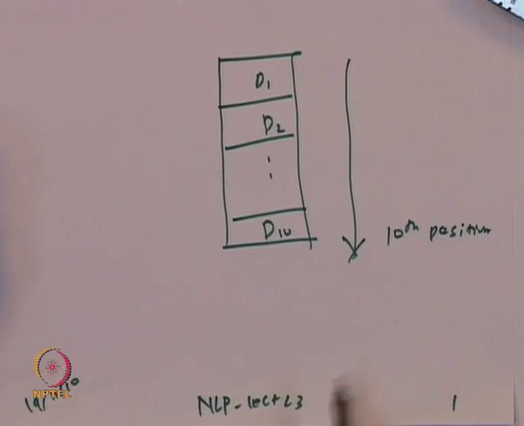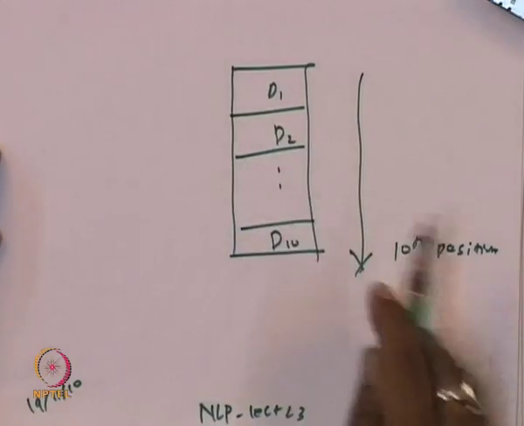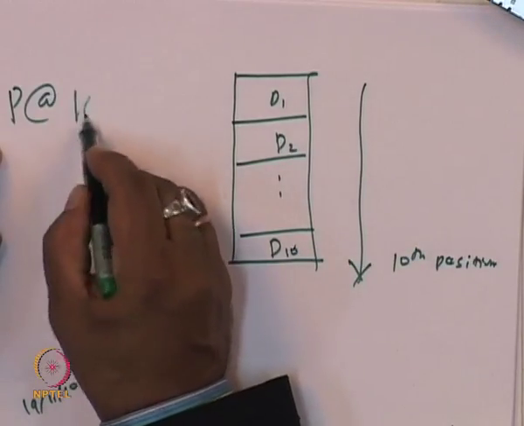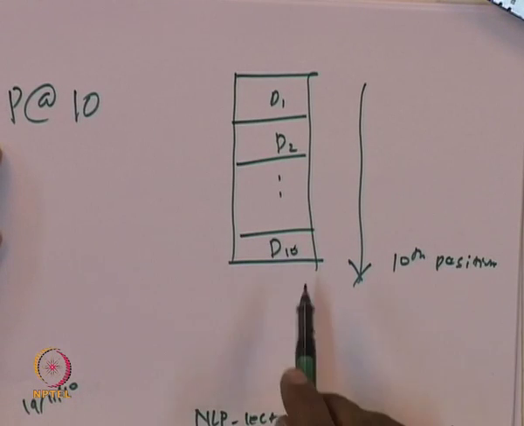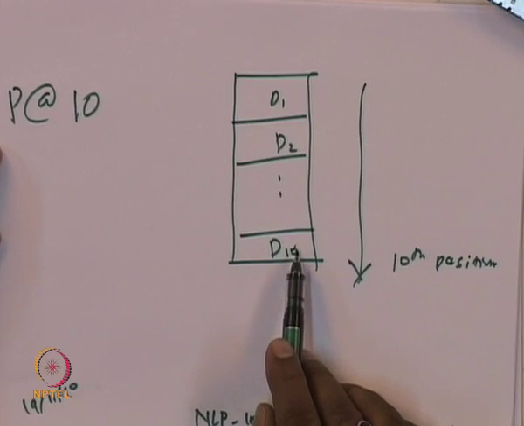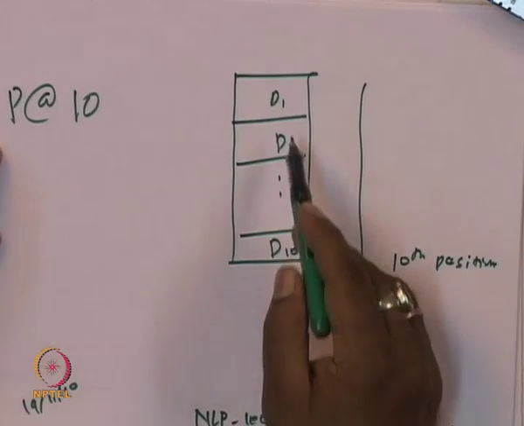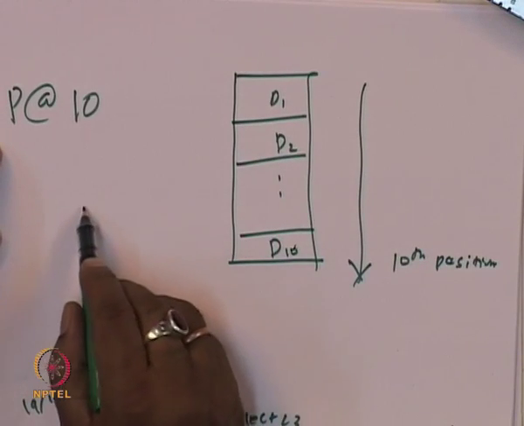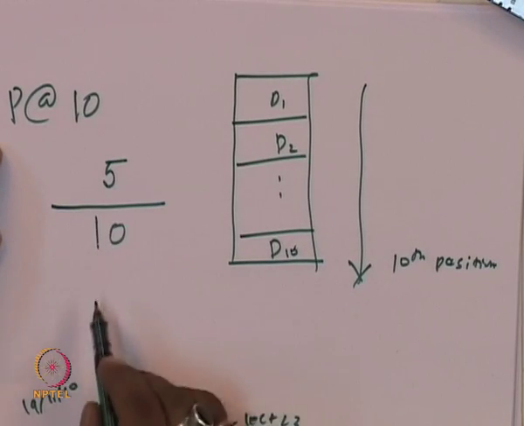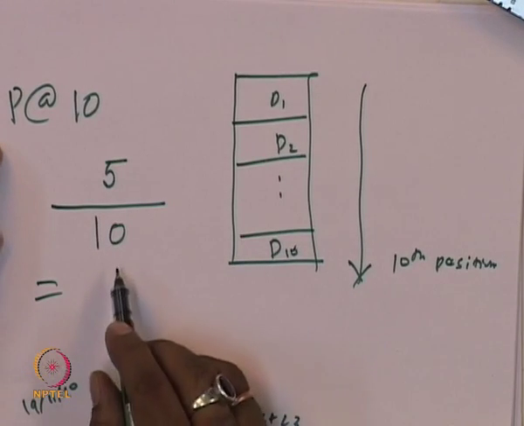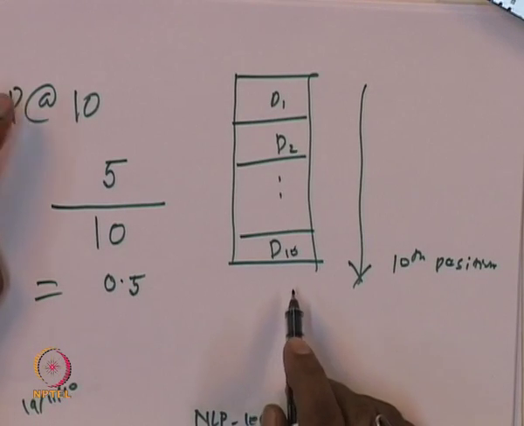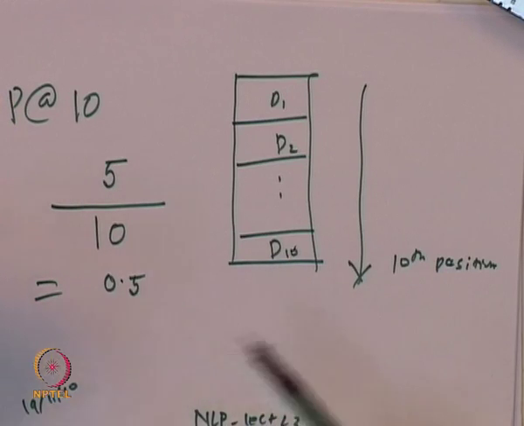Then we might ask what is the precision up to the 10th position, which is written as P at 10. So, what is the precision up to the rank of 10? This can be easily answered. We simply find out of these 10 documents, how many are correct. So, suppose 5 are correct, 5 are relevant, then 5 by 10, or 0.5, is the precision at 10. Okay. So, that is quite easy to calculate.